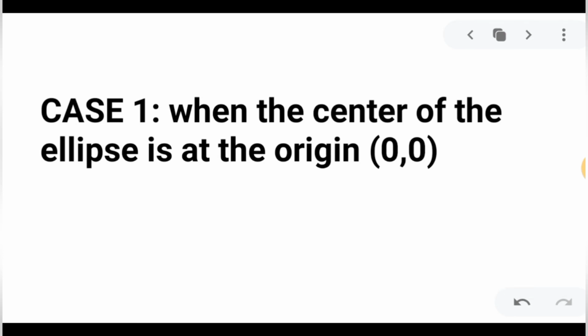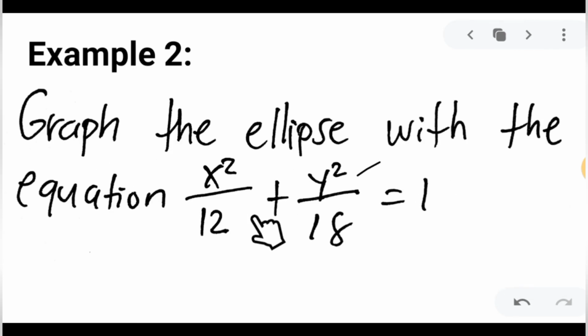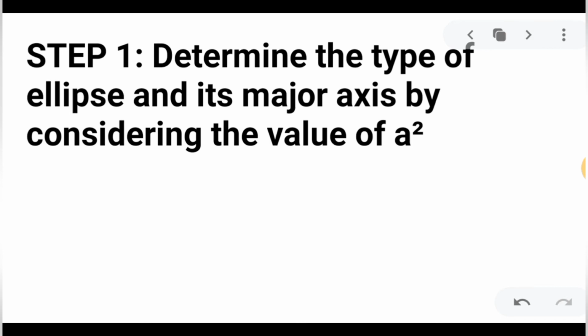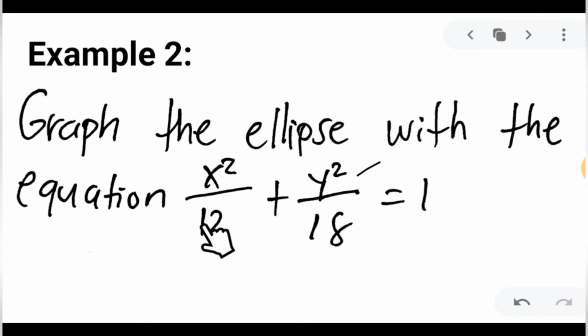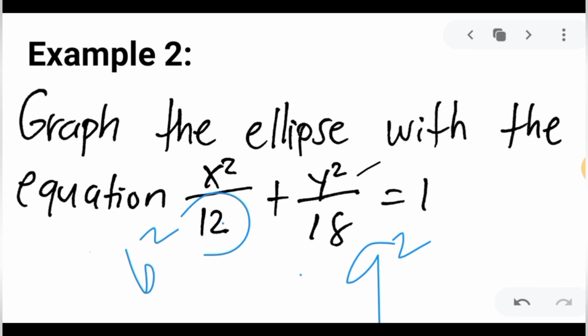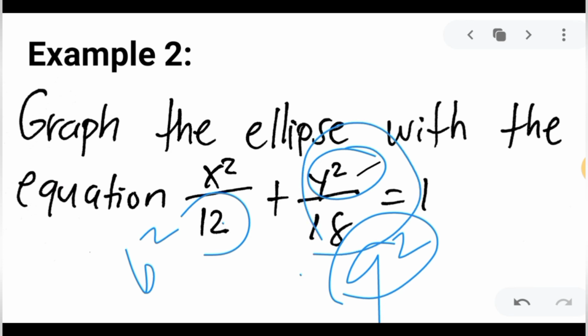Another example for case 1 wherein the center of the ellipse is at the origin, for example 2, graph the ellipse with the equation x squared over 12 plus y squared over 18 equals 1. The first step is we have to identify the type of ellipse and its major axis by considering the value of a squared. As always, the a squared is always the greater value, so our a squared here is 18, and the b squared is 12. Since the a squared is in the denominator of y squared, this type of ellipse is a vertical ellipse and the major axis lies on the y-axis.